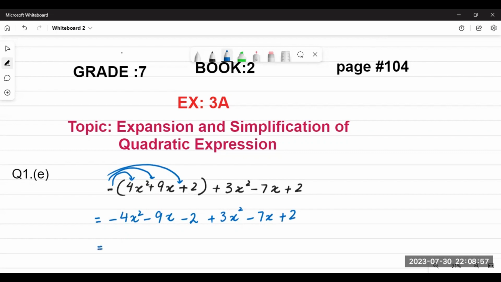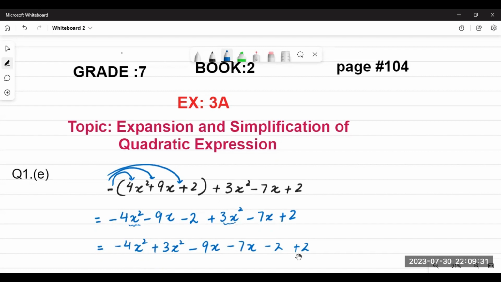If I want to collect the like terms from here, these are minus 4x square plus 3x square, minus 9x minus 7x, and minus 2 and plus 2. This is by collecting the like terms. As you can see very easily here, this is x square and this is x square. I just collect them, minus 4x square and plus 3x square, minus 9x and minus 7x, and there are two constant values, minus 2 and positive 2.